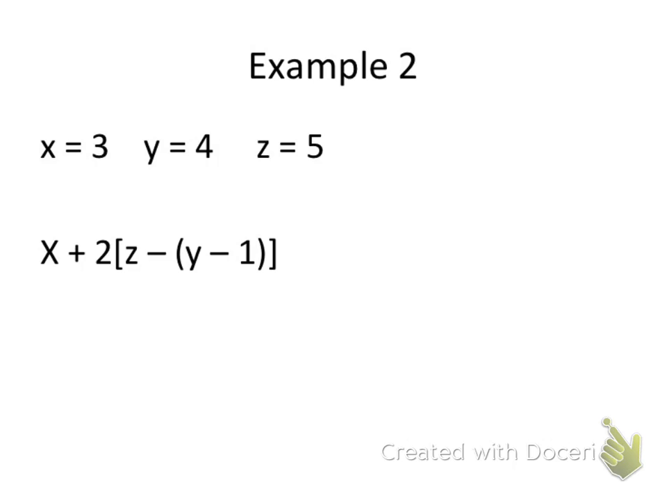Okay, let's try another example. In this example, you can see that we've specified that x is equal to 3, y is equal to 4, and z is equal to 5. And then in our expression, we've used some variables. So the first thing we have to do is replace or substitute all of the variables with the numbers. Everywhere I see an x, I'll write a 3. Where there's a y, I'll write a 4, and a z, I'll write a 5. So I will replace, and we'll keep everything else the same.